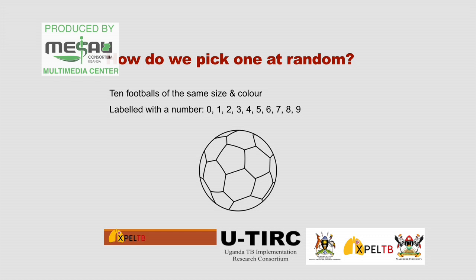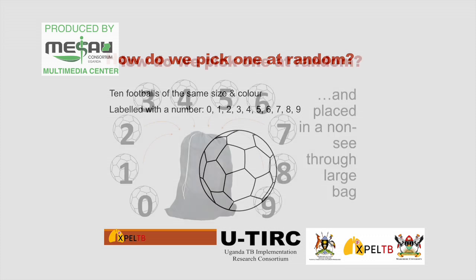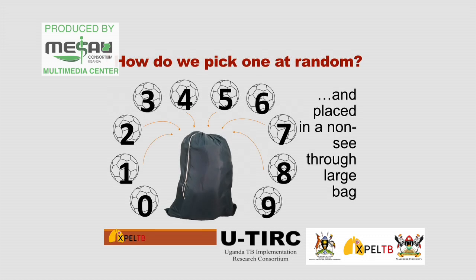So the first ball will have 0, the second ball will have 1, and so on. There are 10 footballs in total, with a number from 0, 1, 2, 3, up to 9. What are we going to do with those? Well, we're going to place each of these 10 footballs into a non-see-through bag.